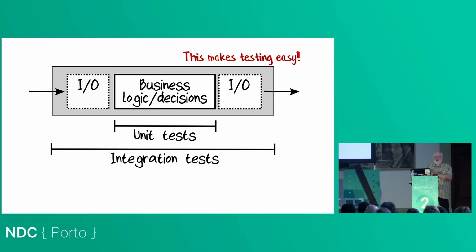So I'm testing the middle bit, and it's very easy because there's no I/O. It's completely deterministic. This input gives me that output. It's really fast to run, really easy to write. And then you can save the integration tests for the entire pipeline.